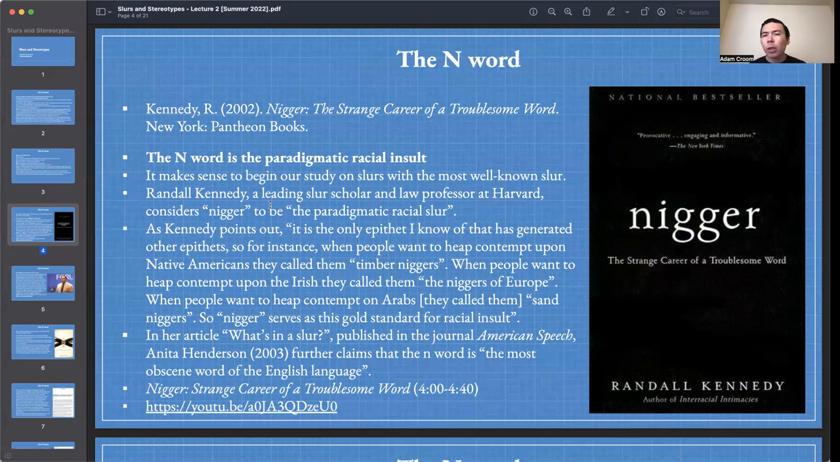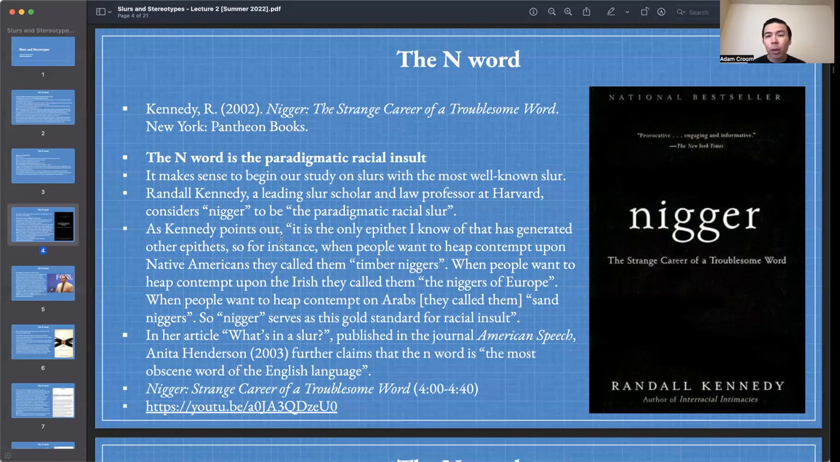So we're interested in the N-word because it's well-researched, also because it's considered the most offensive or derogatory. Also, Kennedy makes an interesting point in that for certain ethnic or racial groups for which we don't have a slur, we often use this slur to generate new slurs. Okay, so Kennedy points out here, quote, "It is the only epithet I know of that has generated other epithets."